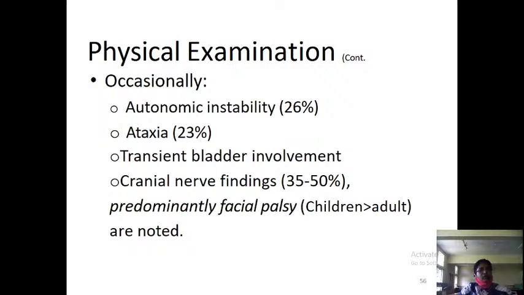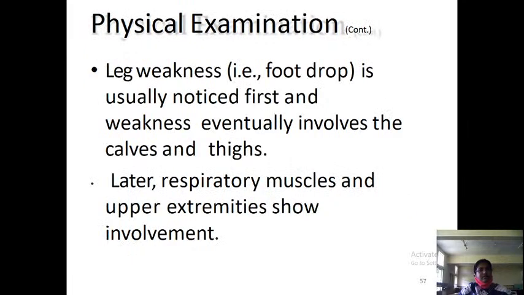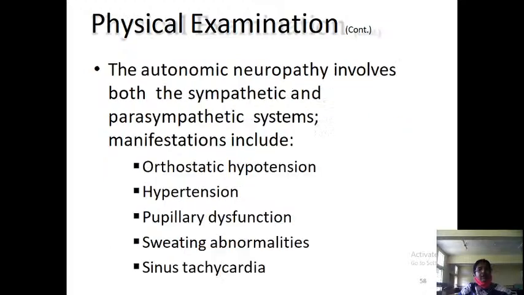There will be around 26% of autonomic instability, and 20 to 25% with ataxia. There could also be transient bladder involvement and other cranial nerve involvement, predominantly facial palsy in 50% of the cases. Initially it could present as a leg weakness or foot drop, and eventually it progresses to the calves and the thighs. Later on, the respiratory muscles and the upper extremities may show involvement.